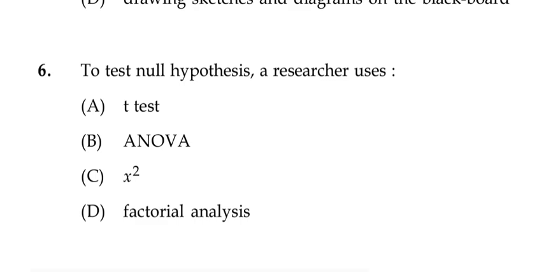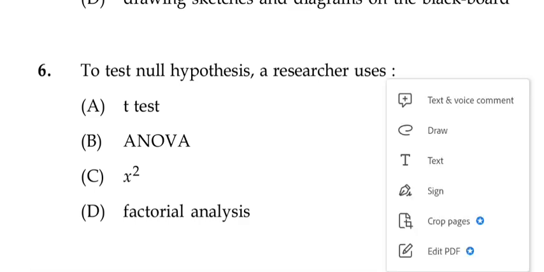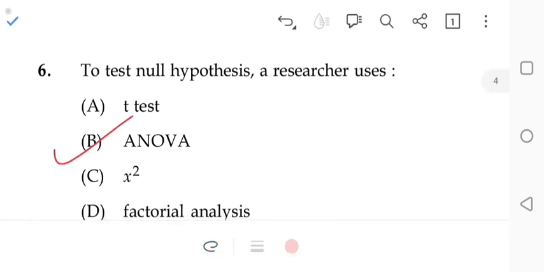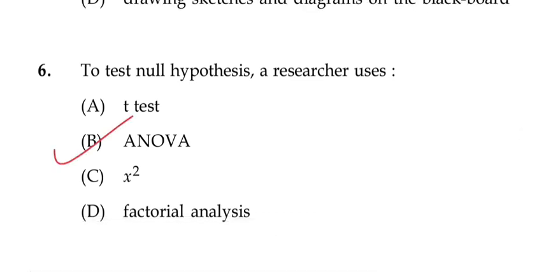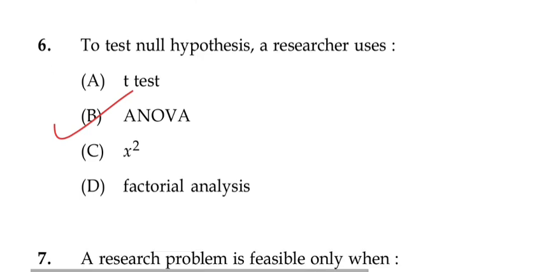Least important factor. Six. To test the null hypothesis, a researcher uses what? A t-test, ANOVA, chi-square, factorial analysis. It will be number B, that is ANOVA. What is this? If you would like to know more, then you can search it on Google.